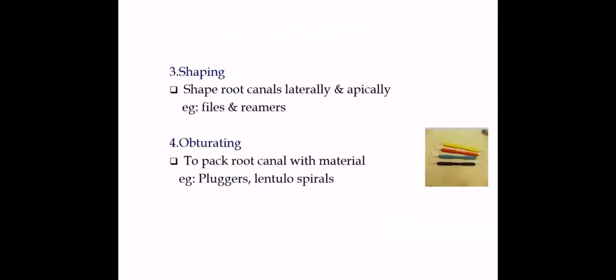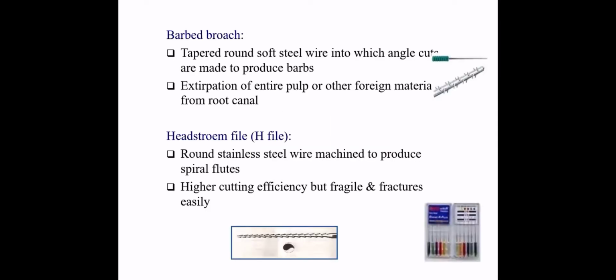Next are the shaping instruments, which help to shape the root canal both laterally and periapically. Then obturating instruments are used to pack the root canal with materials, for example the plugger and the Lentulo spirals. Then you will be well versed with the barbed broaches, their configuration and so on. The barbed broach comes under the extirpating instruments, where you can remove the entire pulpal tissue or a foreign material from the root canal.